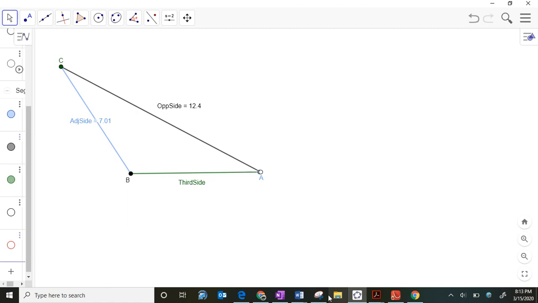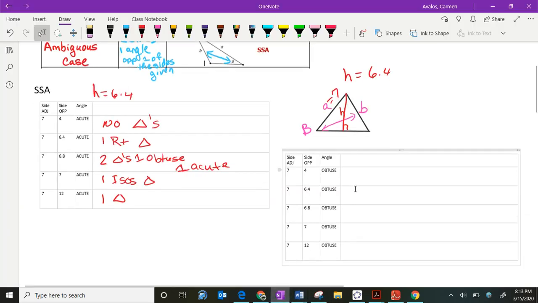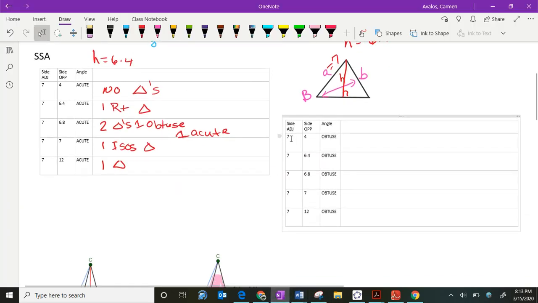So let's go back to what we had over here. And so if this one here is 7, and that's a 4, that's the opposite side, there is no triangle. Here again, still smaller, so therefore there is no triangle. It's still smaller, no triangle. If it's the same, it's no triangle. If it's bigger, then it's one triangle, and then we're done.